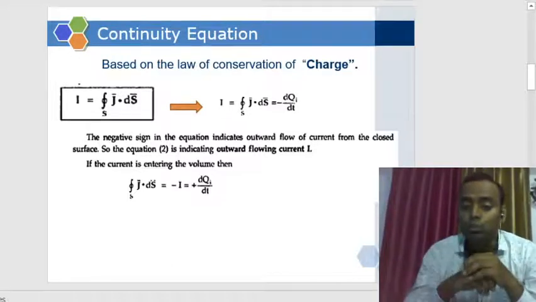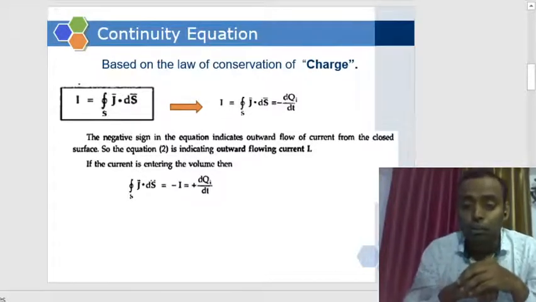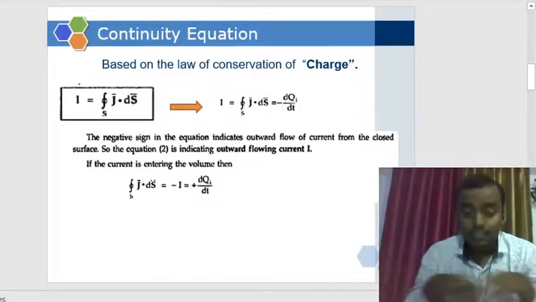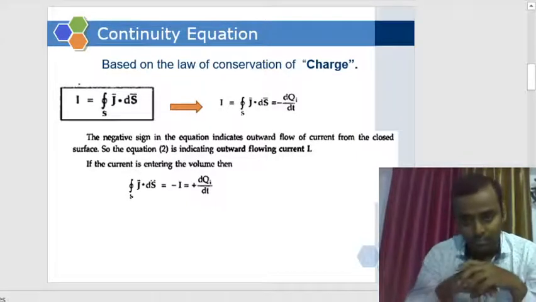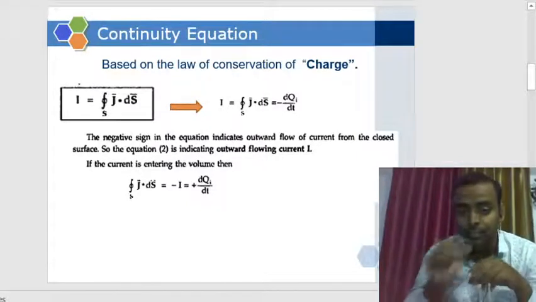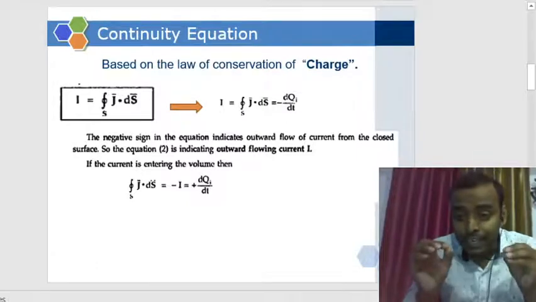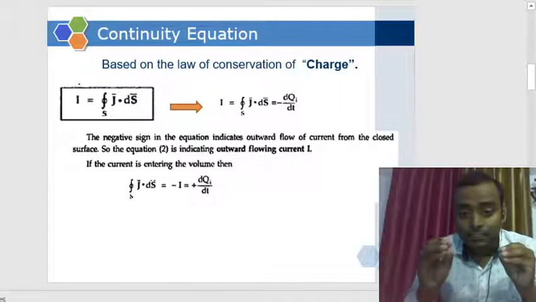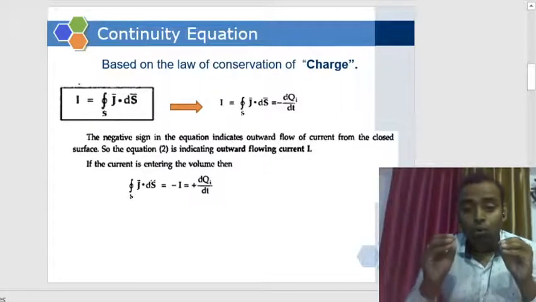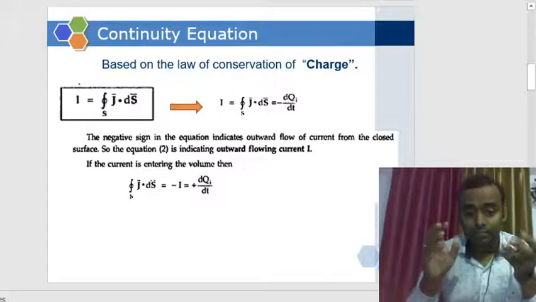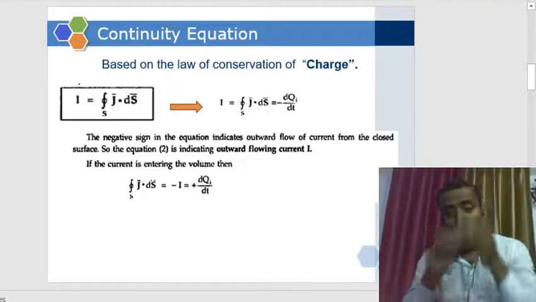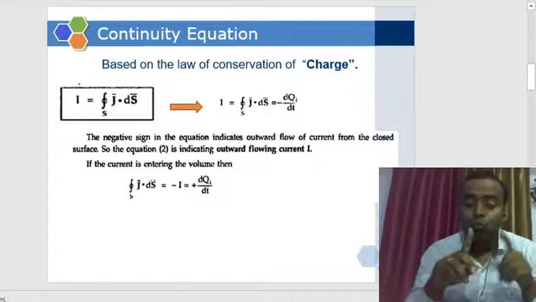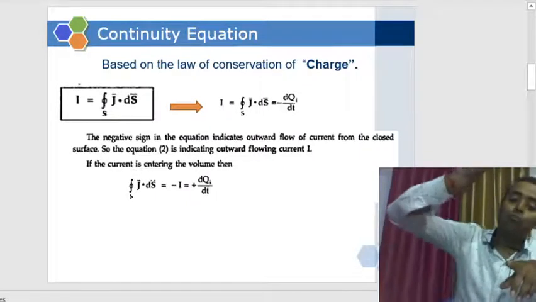So we can say that this current, which is equal to the surface integral of J dot dS, is equal to minus d by dt of Qi. What is Qi? The charge inside that system or that surface. And what does the negative sign signify? It indicates the outward flow from the closed surface.